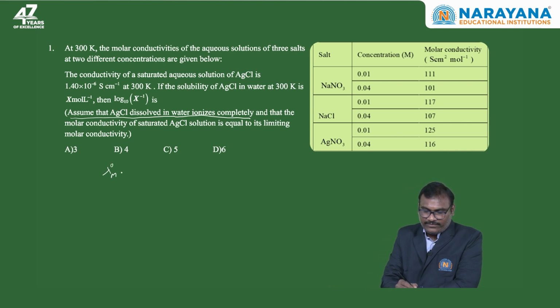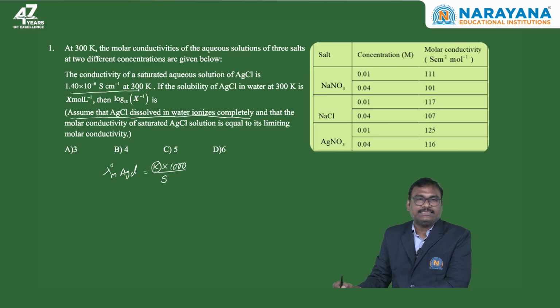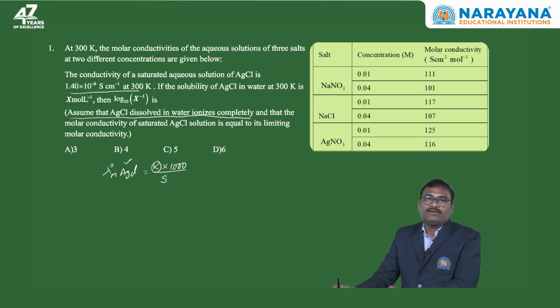Lambda naught m of AgCl is equal to K into 1000 by solubility. We already have the value of K, because they gave that the conductivity of saturated AgCl is 1.4 × 10^-6. So you just have to find out lambda naught m of AgCl. For that he has given a clue on the right side, that is the molar conductivity of 3 different salts. By applying Kohlrausch law, we have to find out the molar conductivity of AgCl.